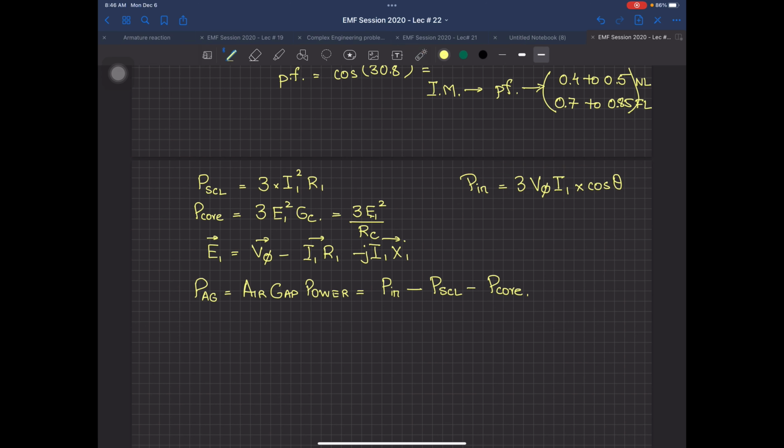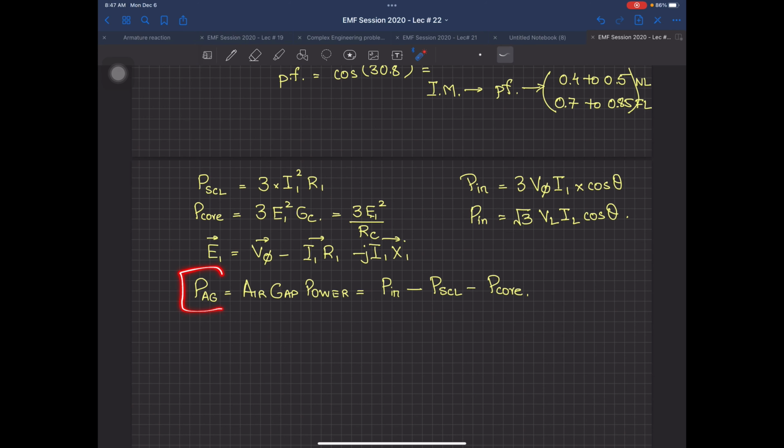You can even use this formula with line to line voltage, but I guess the easy way is to use this one, because you already have V phase and I1. So you can easily find out your input power. Now when you have got your input power, you have got your SCL, you have got your P core, and you subtract all these things, you have now the air gap power.